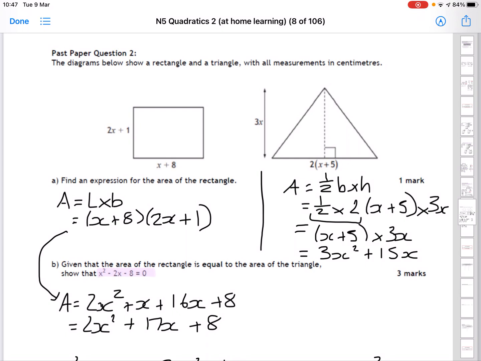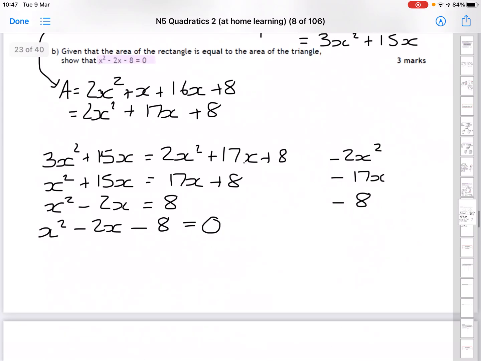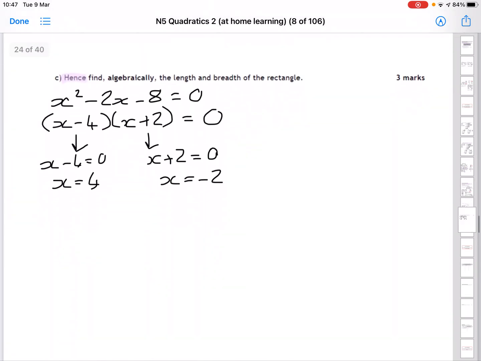So 2 times minus 2 is minus 4, plus 1 is minus 3. Cannot have a length of minus 3. So your negative answer won't be applicable here. So we can disregard this answer just by putting a wee line through it. And we can write just next to it, disregard. And then we're going to concentrate on using the 4.